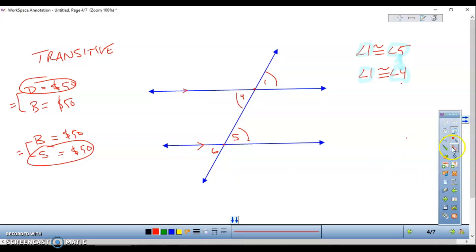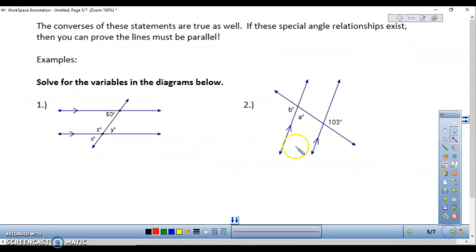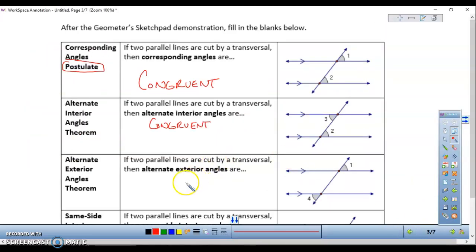corresponding angles postulate that angles 1 and 5 are congruent to each other. All right, so 1 is congruent to 5 because if lines are parallel, corresponding angles are congruent. And by the same logic we just used, we know that 5 and 6 are congruent because of the vertical angles theorem. Well, if 1 is congruent to 5 and 5 is congruent to 6, I know angle 1 must be congruent to angle 6. And look, 1 and 6 are alternate exterior angles. So I know that when lines are parallel, alternate exterior angles are also congruent.